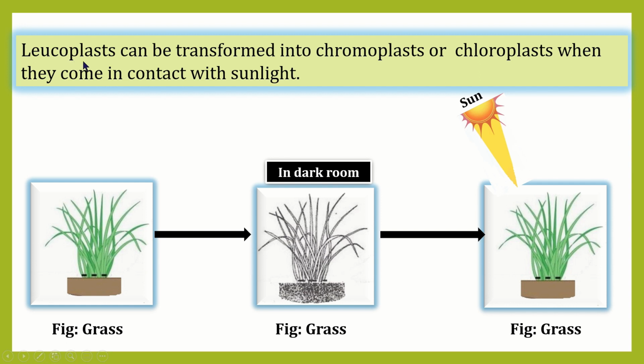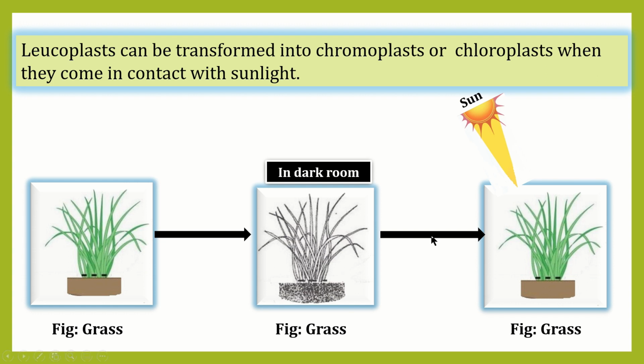On the other hand, leucoplast can be transformed into chromoplast or chloroplast when it comes in contact with sunlight. This is the figure of grass, which is green in color. If we keep this grass in a dark room for a few days, then we can see white grass. Here, green grass becomes white because the chloroplast of green grass is converted into leucoplast due to lack of sunlight.